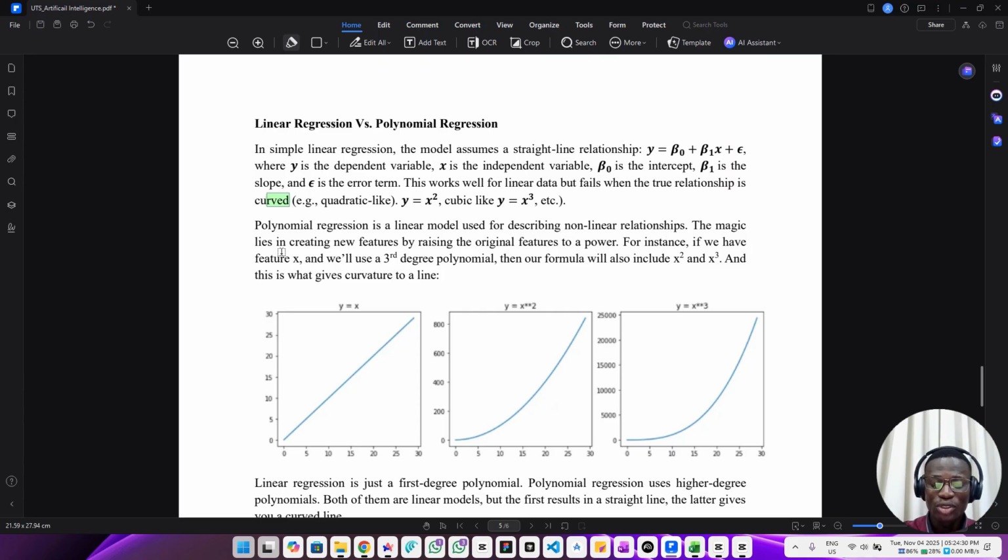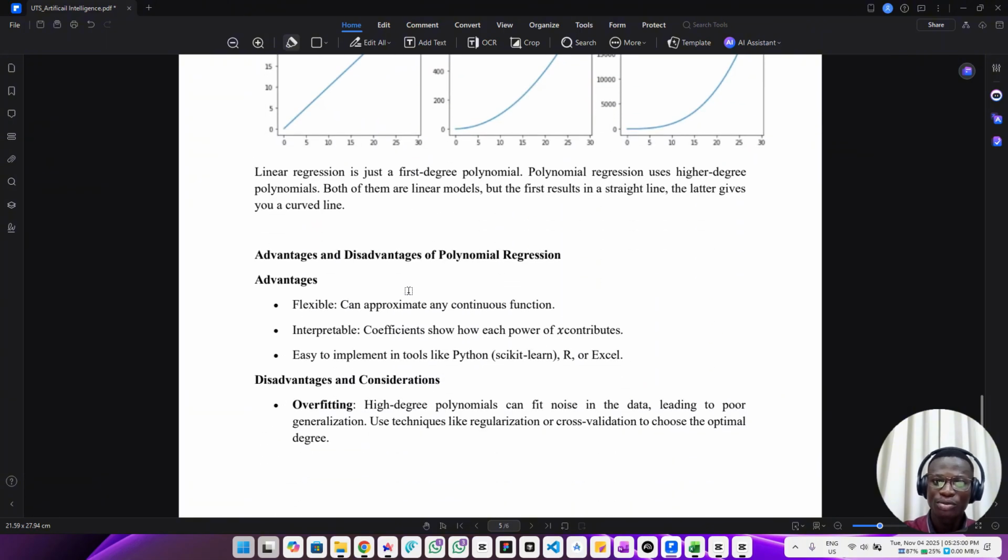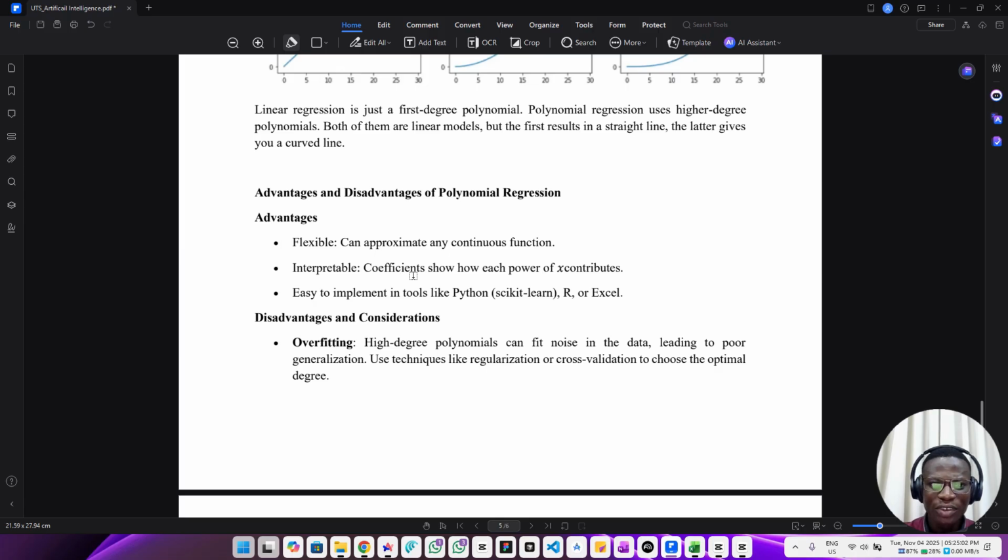The magic lies in creating new features by raising the original features to a power. For instance, if we have feature s, we will use a third degree polynomial. This is a third degree polynomial, right? Meaning s raised to the power of 3. Then our formula will include s2 and s3. And this is what gives curvature to a line.